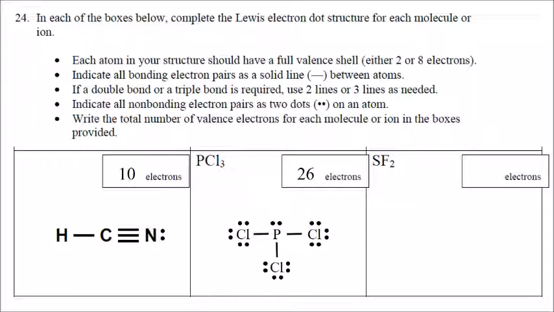Sulfur is 6, fluorine is 7. 6 plus 14 is 20. Here's our skeleton. Let's connect with single bonds. That's 4 electrons. 6, 8, 10, 12, 14, 16, 18, 20. No reason to make double bonds. Every atom has a full octet. That molecule is complete.